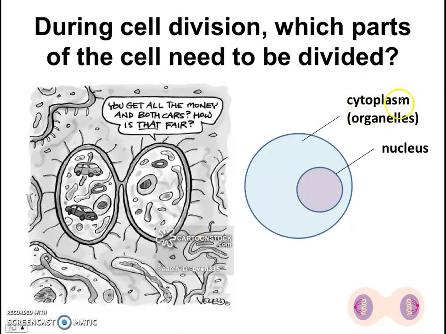Now the cytoplasm, thankfully, it's not like this comic where it contains cars and money that needs to be divided. Cells don't have cars and money, but cells have organelles. The cytoplasm contains mitochondria, rough endoplasmic reticulum, smooth endoplasmic reticulum, Golgi, everything is inside the cytoplasm, and that also needs to be divided equally to both daughter cells.